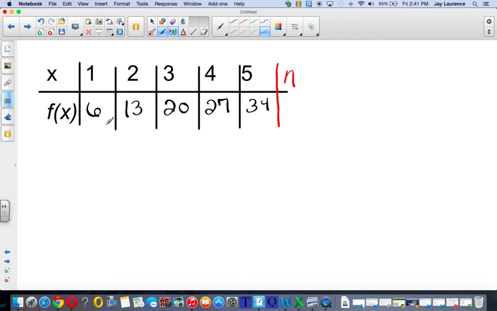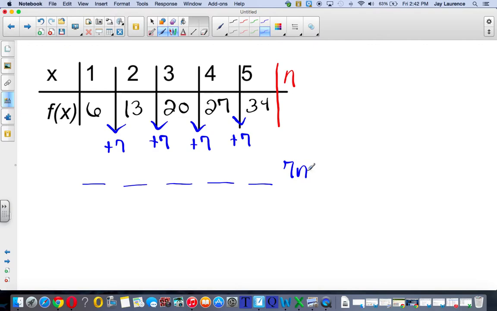Now, we knew that we should find our first differences from the other video. And let's see, this would be plus 7, and this would be plus 7. And it looks like plus 7 is repeating over and over and over again. That means that my nth term is going to be something like 7n. So I'm going to take my inputs and put them into n's position. So I'm going to do 7 times 1, 7 times 2, 7 times 3. So I'll do that.